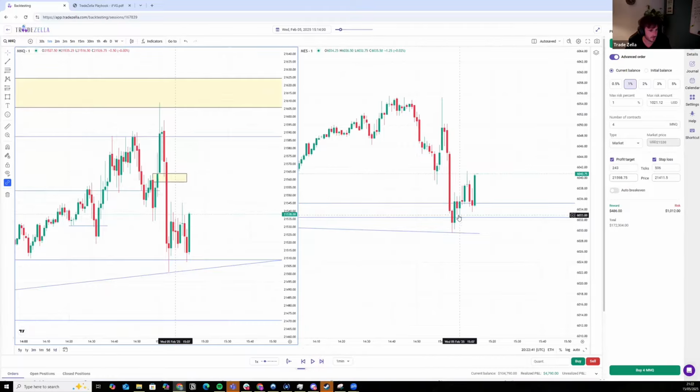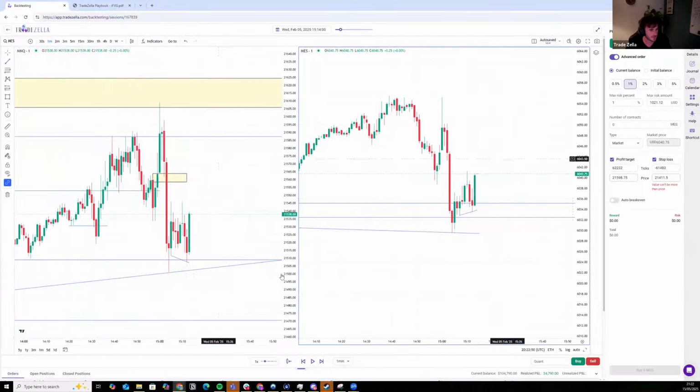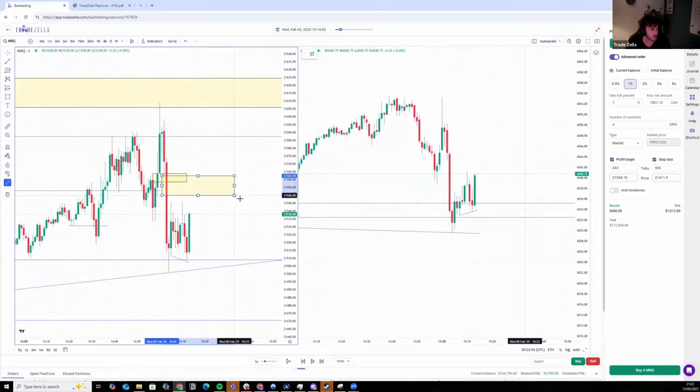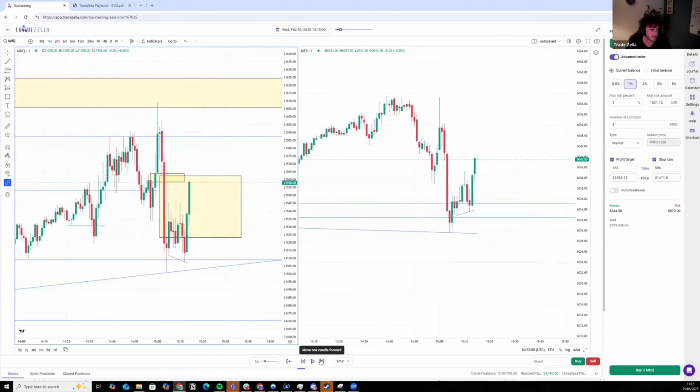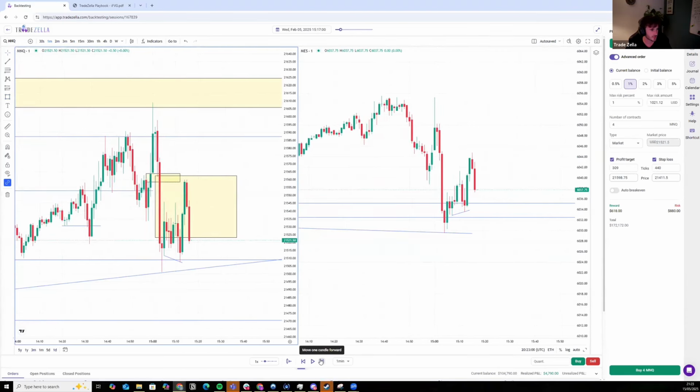I think that's another SMT here in the 1 minute. This low to this low. This low to this low. So this would be our inversion here. So we could possibly look for a long off this. But again, it's quite big. It's not completely optimal.